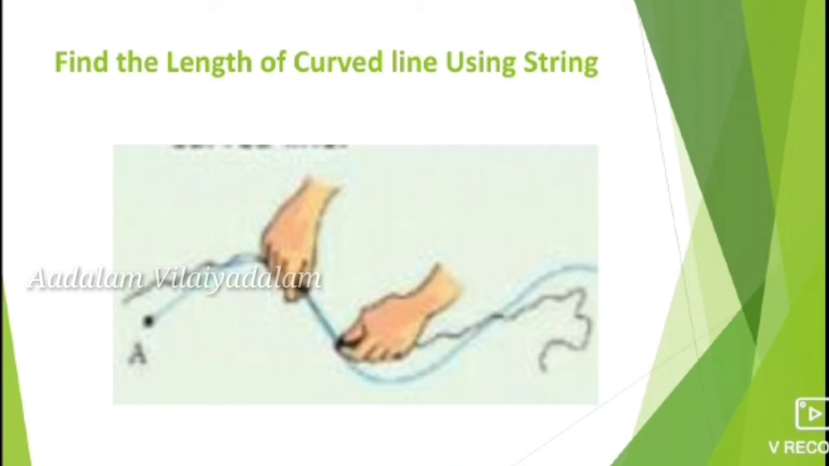First we will draw a curved line and take one thread, that is string, and place it over the line and cover all these lines and cut up to B end. It's placed from A to B, and take the string and measure the length of the string using measuring scales.